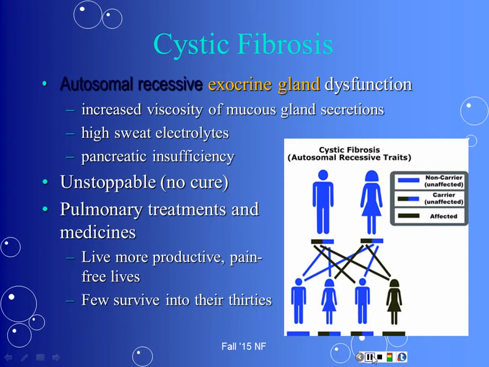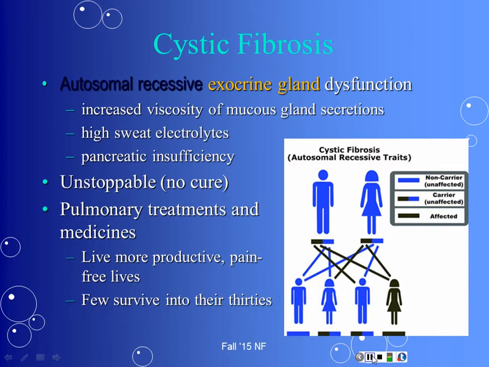CF is an autosomal recessive exocrine gland dysfunction. What does that mean? Both parents have to have the gene to pass it on. So it's not dad's fault, it's not mom's family's fault, they both have it. You know, it's a blame everybody or blame no one kind of thing. So they both have to have it, and this is just a nice visual of what that means.